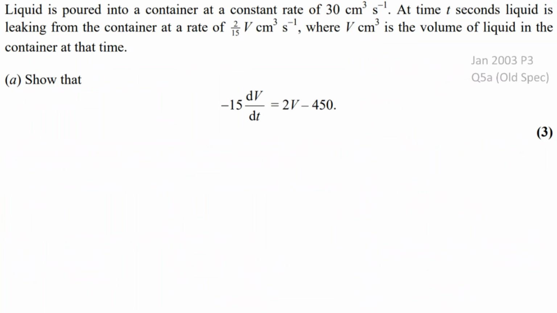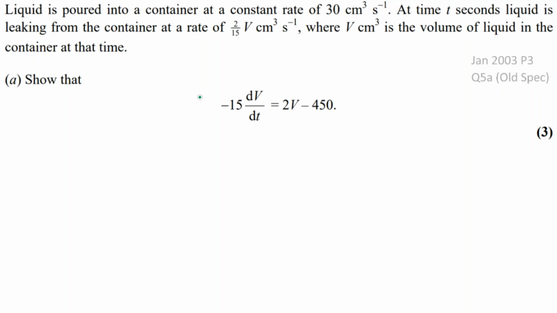So here's one more exam question that I want to go through quickly, because this one's a bit different and I think this one's quite common to come up, something like this. So we're told that liquid is poured into a container at a constant rate of 30 centimeters cubed per second, and also liquid is leaking from the container at a rate of 2 over 15 V centimeters cubed per second, where V is the volume of liquid in the container at a particular time, and we need to show that this equation here is true.